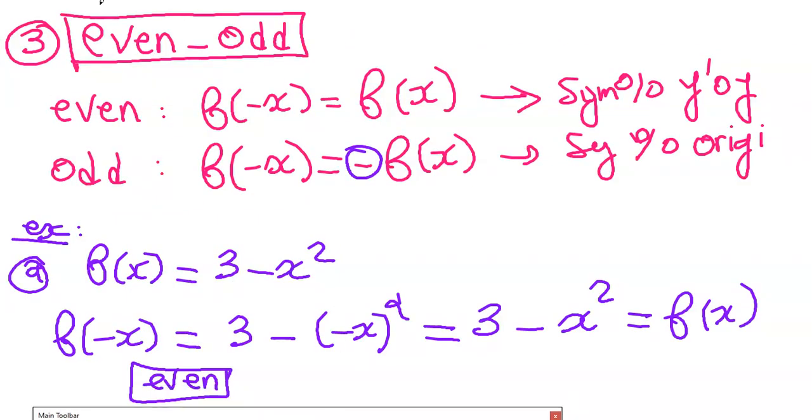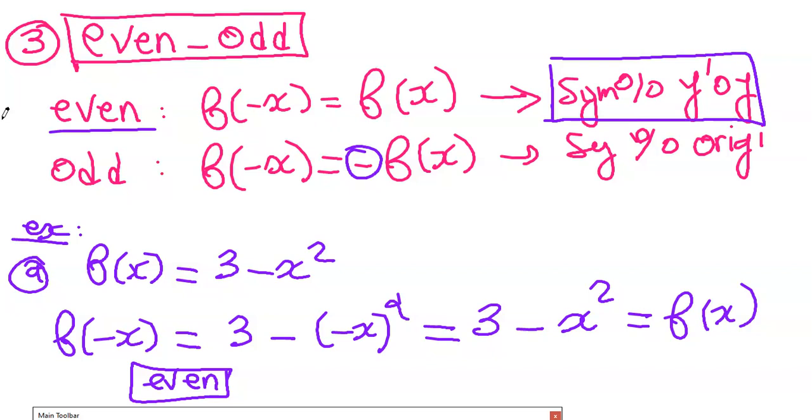This is very easy. What does even mean, and what does odd function mean? And how do we know if it's an even or an odd function? An even function, guys, is a function that if I replace x by minus x, it will give me the same function. So if f of minus x is equal to f of x, we say it's an even function. And any even function is symmetric with respect to the y-axis.